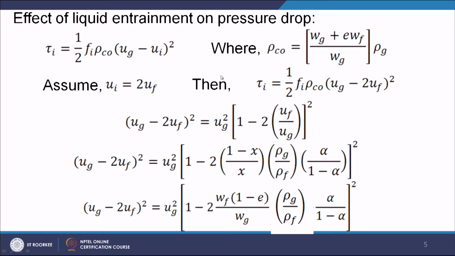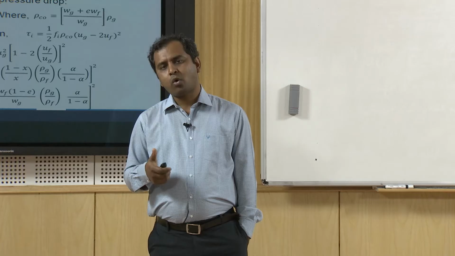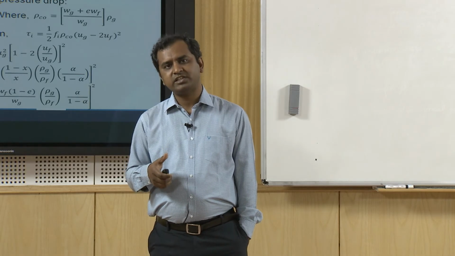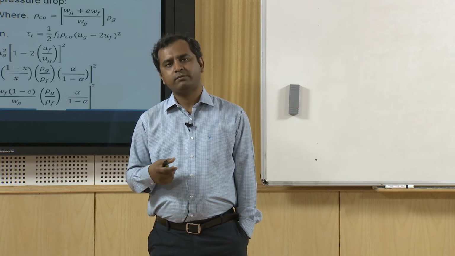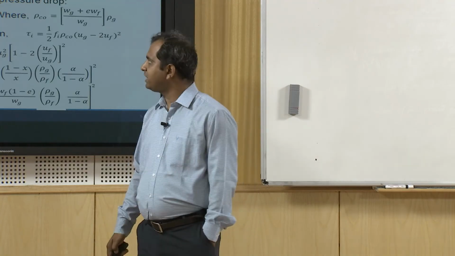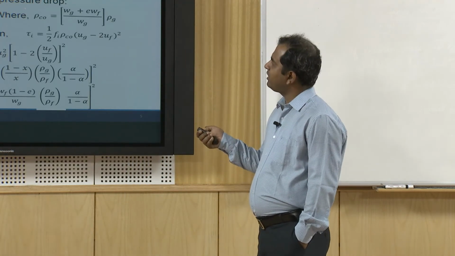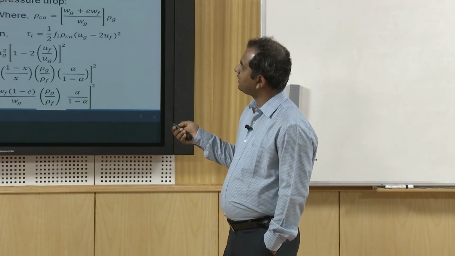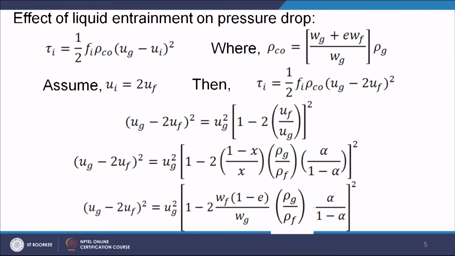Okay. Now, in the core it is not only the gaseous phase; we have liquid droplets also. So, the core density will not essentially be the gaseous phase density; it will be modified by the liquid entrainment. We need to take care of that. So, what will be the core density now, rho CO? In the ideal annular flow case, rho CO will be equivalent to rho g, but as we have droplets entrained in it, we increase the density by a factor, which is W g plus E into rho f by rho g.